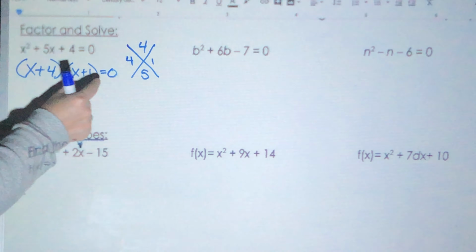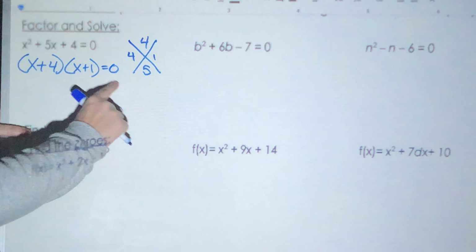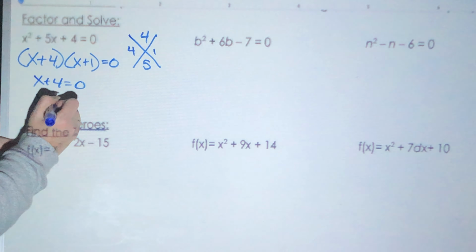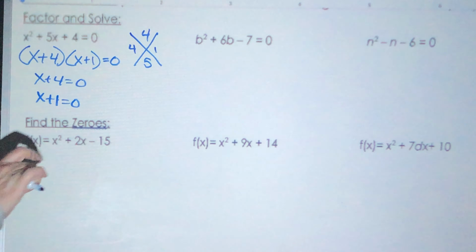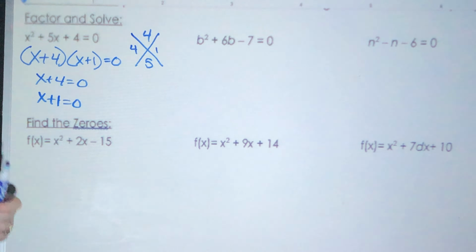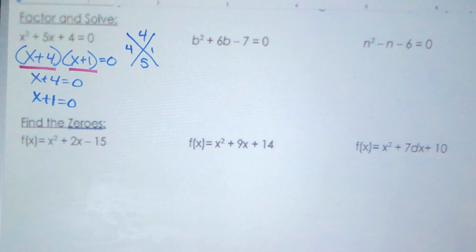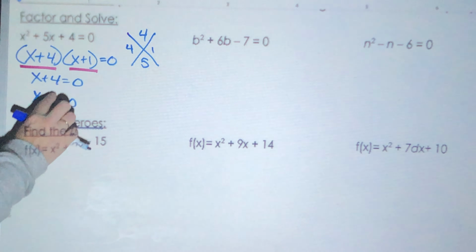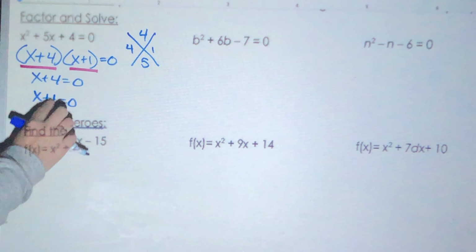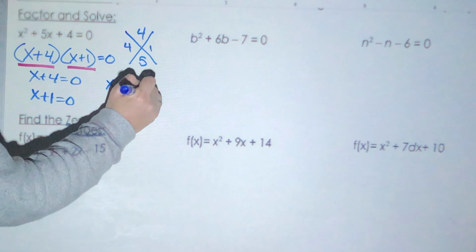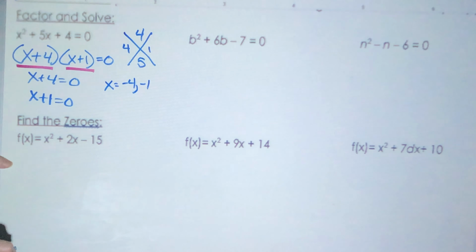So if this times this has to equal 0, that means either this first parentheses has to equal 0, or the second parentheses has to equal 0. So here's one factor and the other factor. One of those has to be 0 in order for us to get 0 for an answer when we multiply. So now we're going to solve each of these one-step equations, and our two solutions are going to be x equals either negative 4 or negative 1.